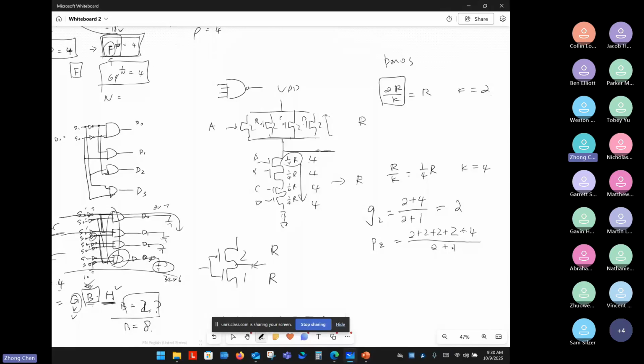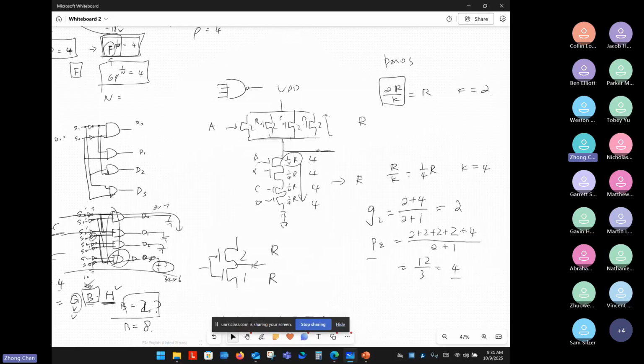So that is 2 plus 1 as well. That is the diffusion capacitance, the same as the gate capacitance here for the inverter, but the output capacitance of the 4-input NAND gate is different. So this is going to be 2 times 4 is 8, 8 plus 4, 12, divided by 3 is equal to 4. So you can calculate the P value without looking at the table.